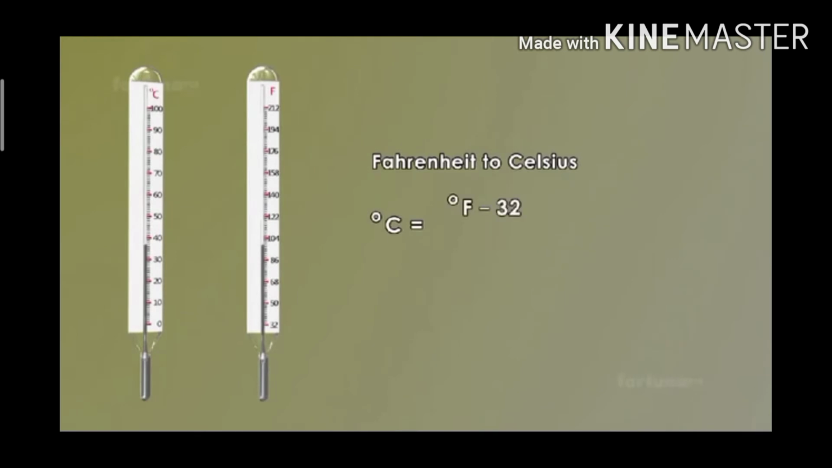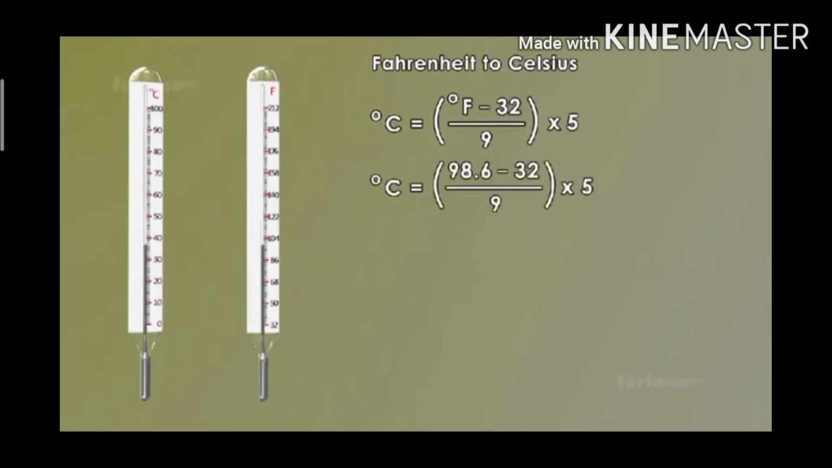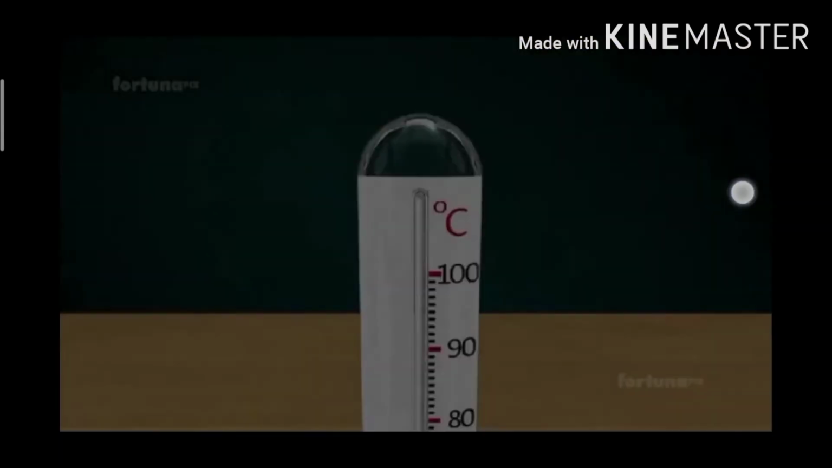C equal to F minus 32 into 5 divided by 9. By using this formula, we can get the centigrade value from the Fahrenheit. Here 98.6 Fahrenheit equals 37 degrees Celsius.